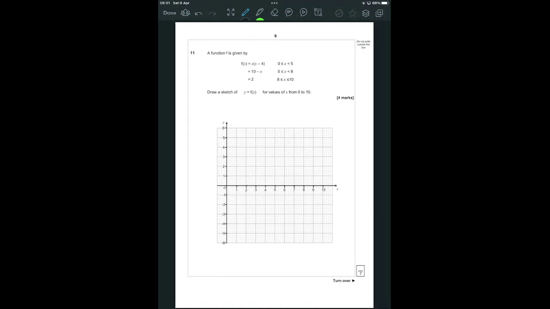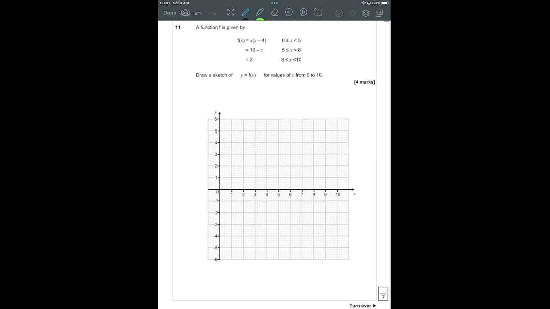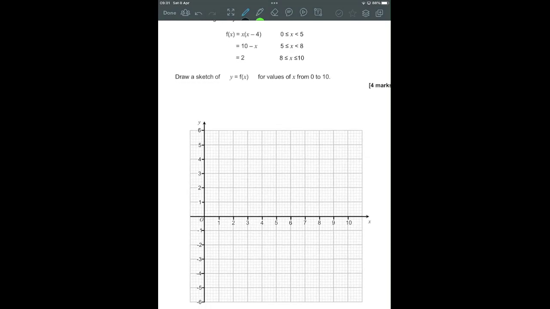Question 11. The piecewise function. We have the function given by that for those values in various regions. We want to sketch this from 0 to 10. So a couple of things I noticed: this first one is a quadratic with roots at x equals 0 and x equals 4. So I know it goes through 0, I know it goes through 4. It's worth working out what f of 5 is from that first part to see where this graph would end. That's 5 times 1, so that's just 5.